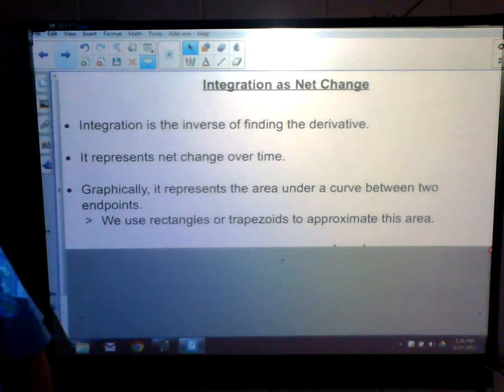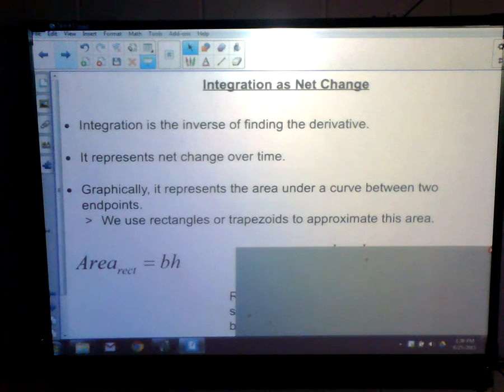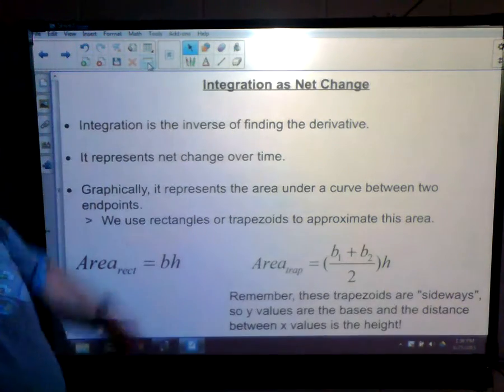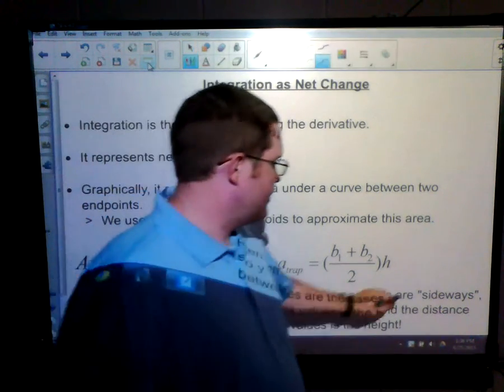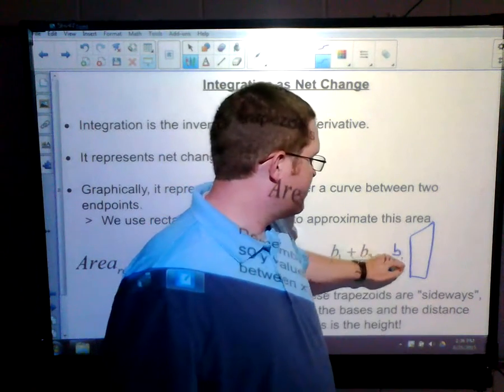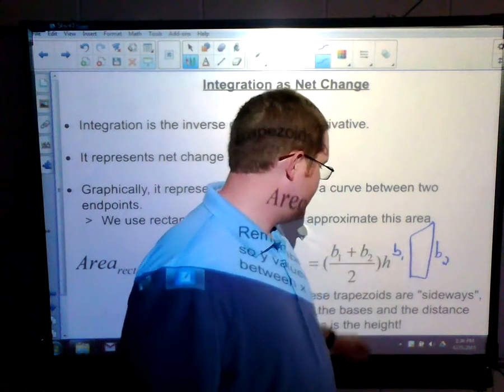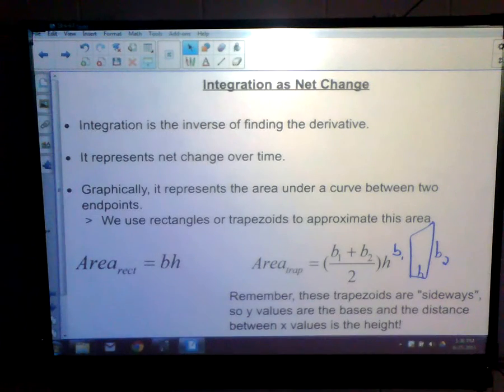So I need to know how to find the area of a rectangle. If you don't know the area of a rectangle, this is probably not the right class for you. It's base times height. However, the area of a trapezoid is a little different. That's the formula. Remember, these are sideways trapezoids. They look like this, which means that the bases are really the y values, and the height is really the x value. Okay?